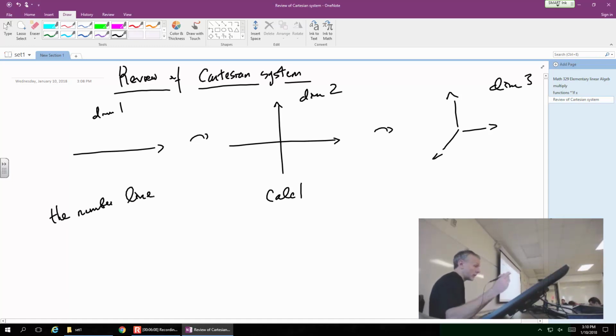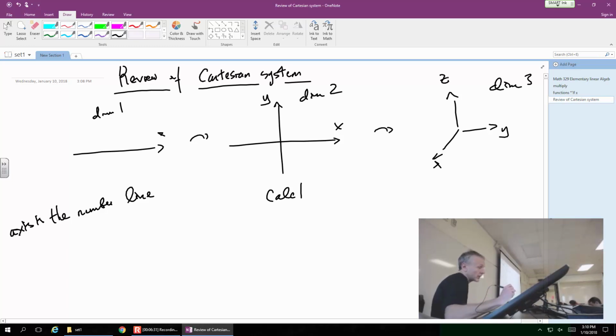So the axis, in fact, is the number line, and then you move on to the xy plane. Well, the x-axis is still the number line, and then we have a copy of the same number line for the y-axis. So this is the x-axis, x, y, and z.